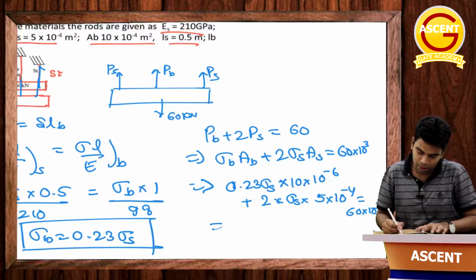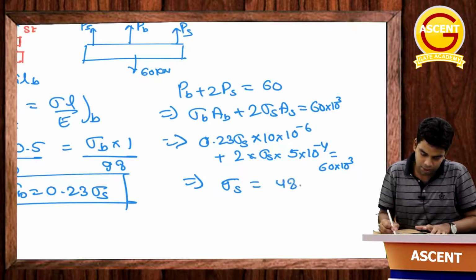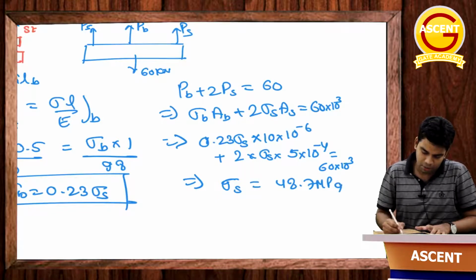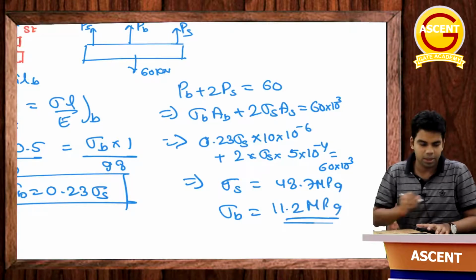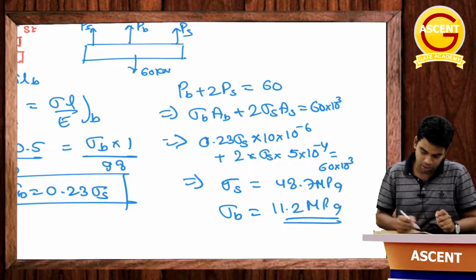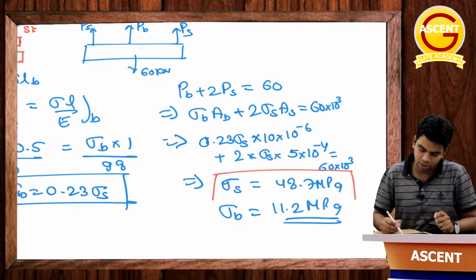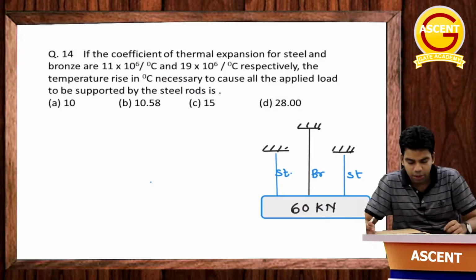Okay, so from here we can determine the value of sigma steel. This sigma steel will be equal to 48.7 megapascal, and if you put the value, sigma brass is equal to 0.23 of sigma steel, so this will be equal to 11.2 megapascal. Answer. We want to determine the stress in steel, so stress in steel is equal to 48.7 megapascal. Answer.